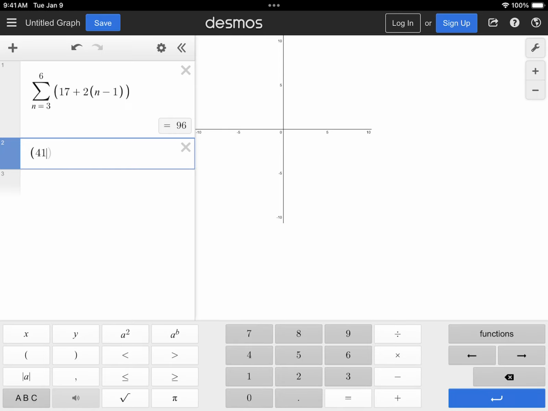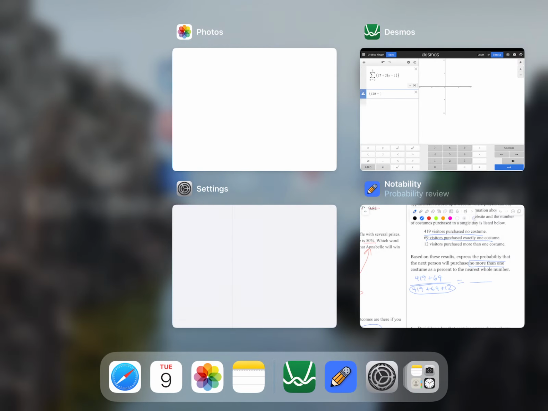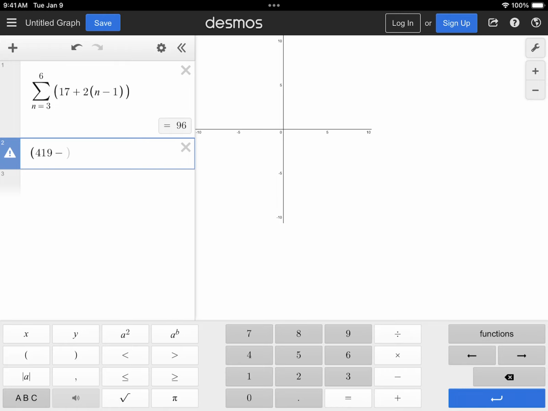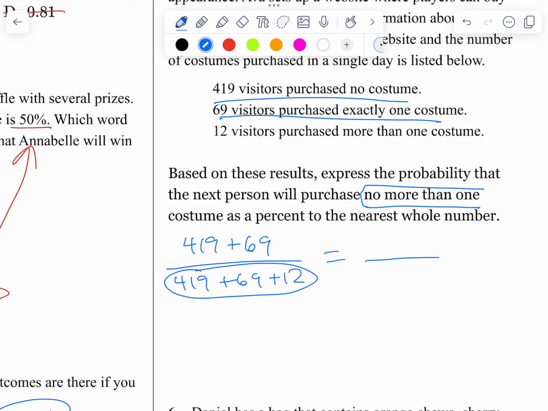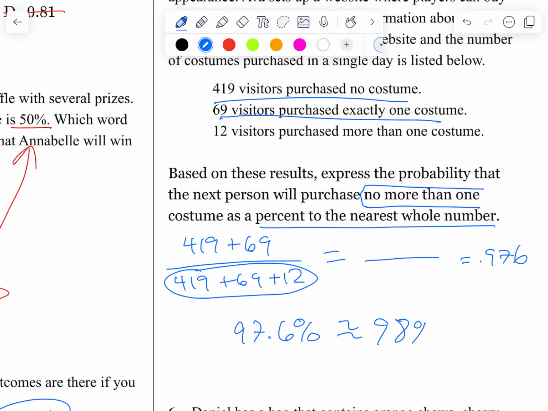So let's do 419 plus 69, and then over 419 plus 69 plus 12. So it's 0.976. So as a percent to the nearest whole number would be 97.6%, which is about 98%.